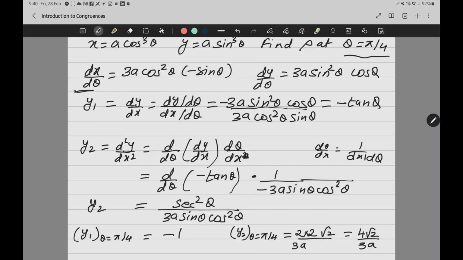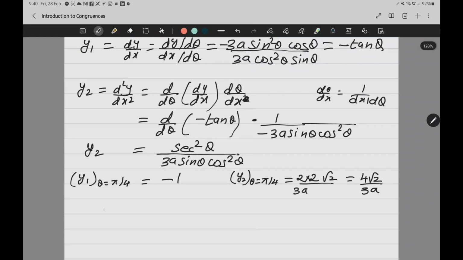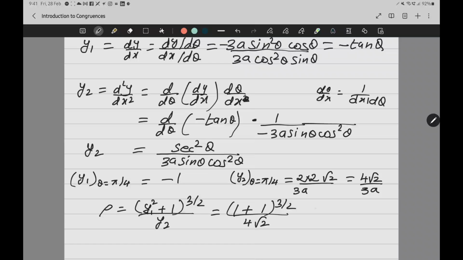Correct? Now, I will go and substitute this in my Cartesian formula. What is my Cartesian formula? Rho is equal to 1 plus y1 square, I wrote reverse, don't get confused, upon y2. So, 1 plus y1 square is 1, power 3 by 2, upon y2, that is 4 root 2 upon 3a. Correct? Now, rho is equal to 1 plus 1, 2. Right? 1 plus 1 is 2.